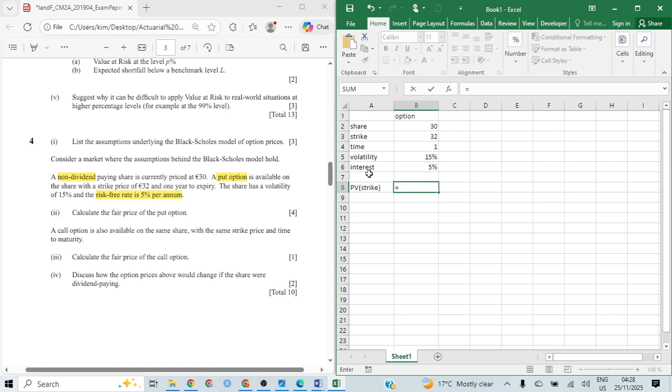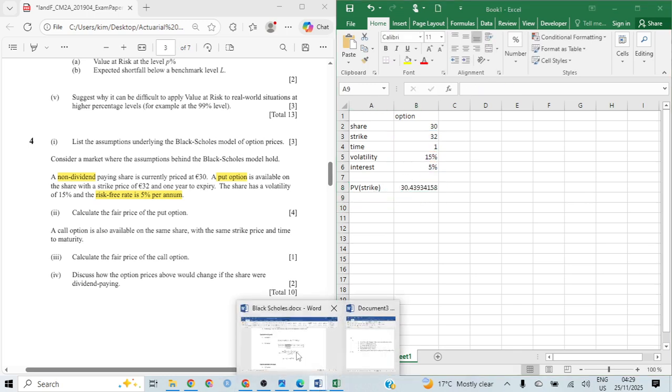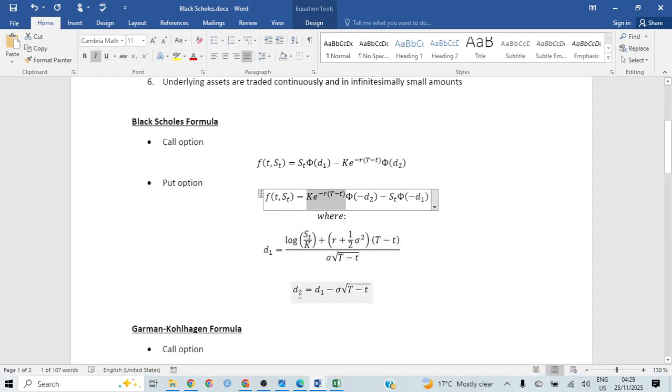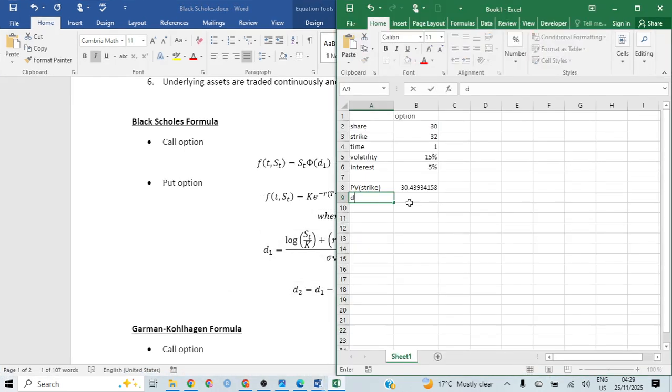That is why I mentioned that we also have to take note of the risk-free rate of interest, because if it was discrete, we'd use another formula. But in this case, we'd use the exponential formula. So strike price multiplied by exponential, discounting 1 year at a rate of 5%. So that's the present value of the strike price. And then what do we need next? From this formula, what we need next is D1 and D2. So we'll go on to calculate D1 and then D2.